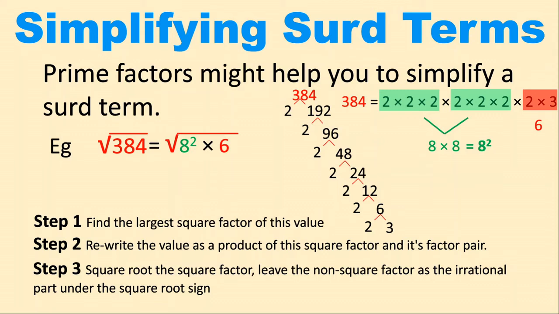So we can square root the square part. The square root of 8 squared is obviously 8. And the non-square part remains the irrational part of my surd term. It stays square root 6. So the square root of 384 simplifies in surd form to be 8 square root 6. Now just take a minute to copy that down, let that sink in, and let's move on to the practice.